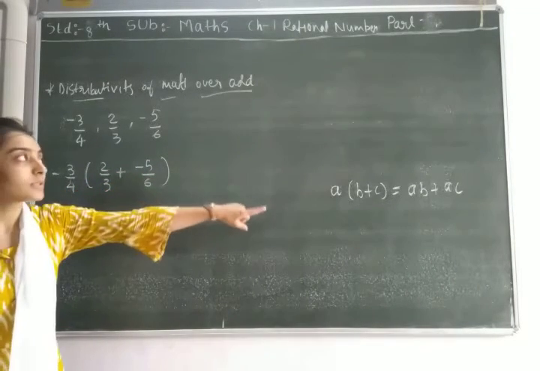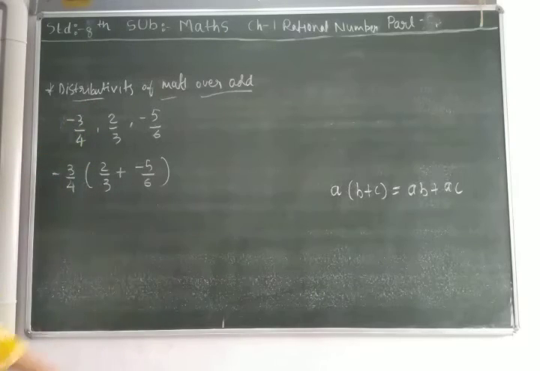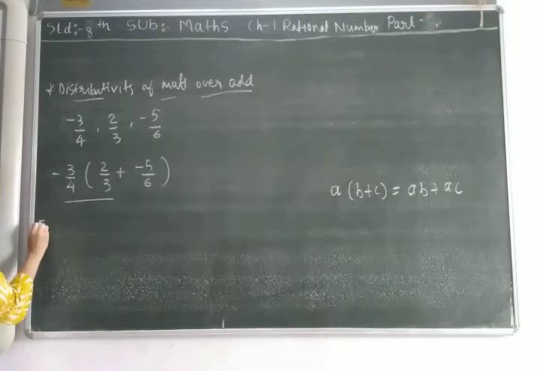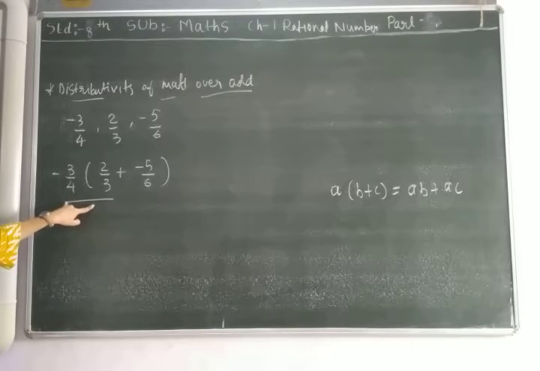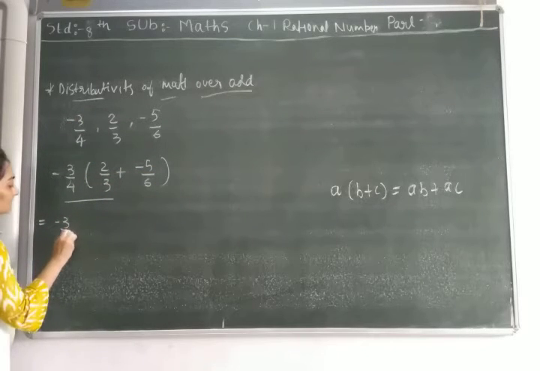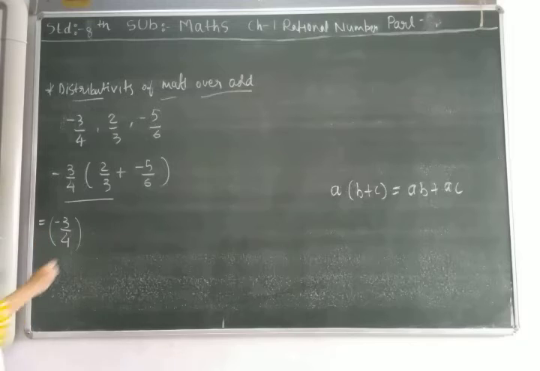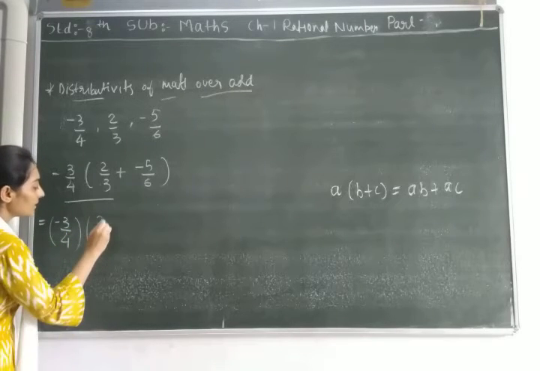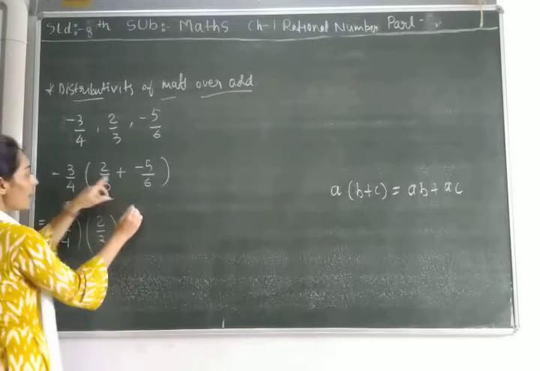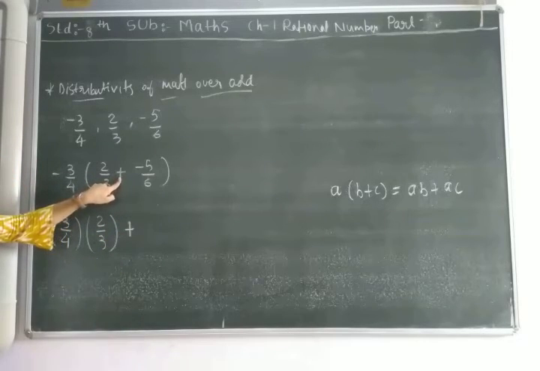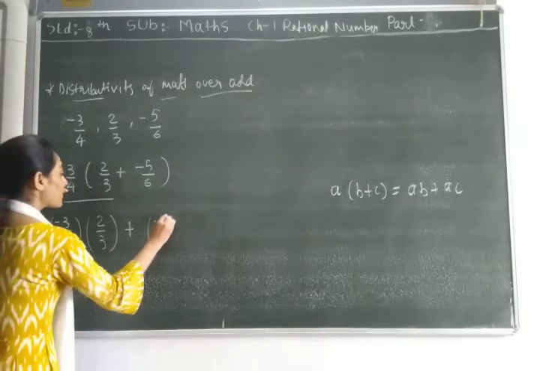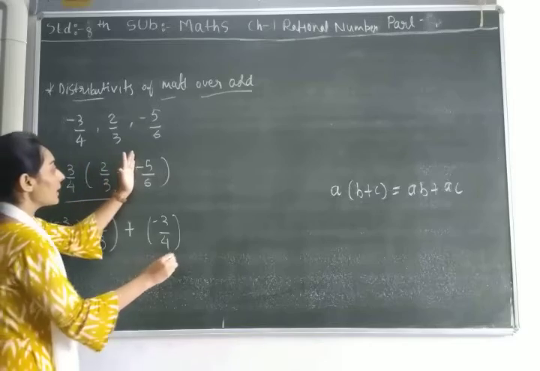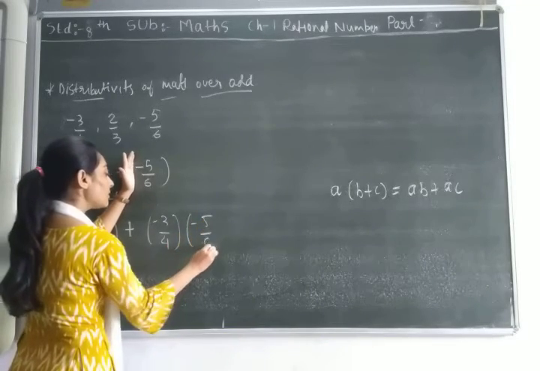Now look at over here. If I want to use the distributive property, first I am going to multiply this with the first number. Okay. Now again this number is multiplied with the second number. So first one is minus 3 upon 4 into 2 by 3. Okay. Now which sign occurs over here? Plus. Okay. Again plus sign. Now take this one, minus 3 upon 4, and this one, minus 5 upon 6.